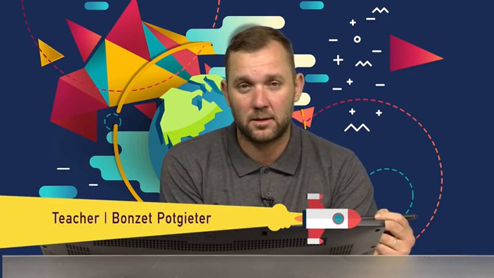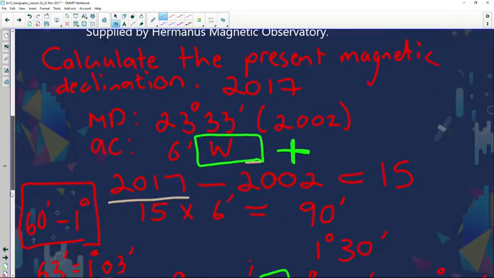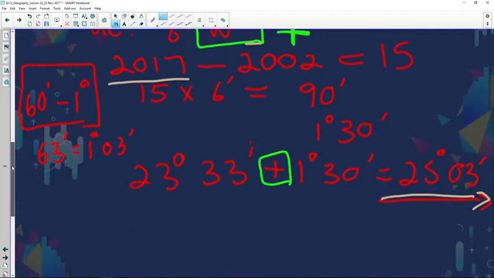Welcome back after the break, and let's continue looking at magnetic declination. Now we've used the example from the pole map, but I'm going to give you a couple of more examples just to make 100% sure that you understand what's being asked from you.